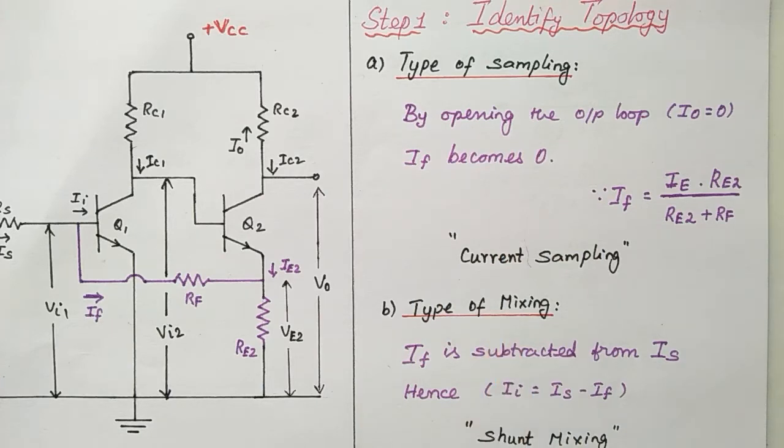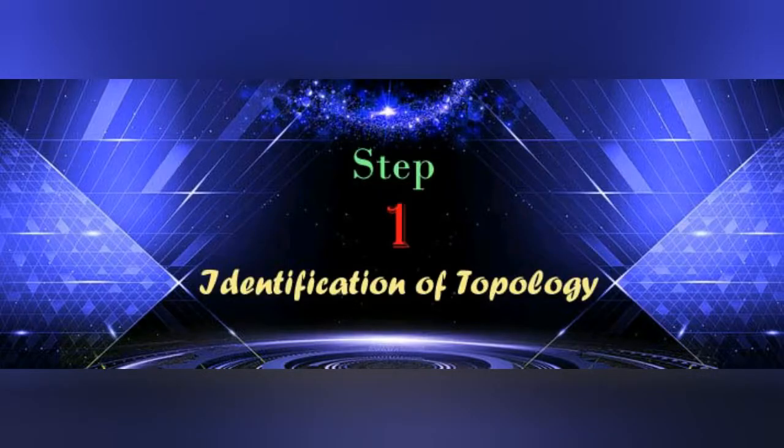Usually, feedback amplifiers consist of 3 networks. One is the sampling network, second is the mixing network, third is the feedback network. So here in this circuit, the feedback network comprises 2 resistances, RF and RE2: the emitter resistance of the second transistor and the feedback resistance RF. These 2 resistors make up the feedback network. The remaining 2 networks we have to find out by doing some normal procedures. Step 1, identification of topology.